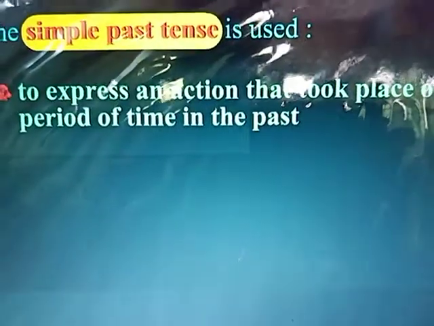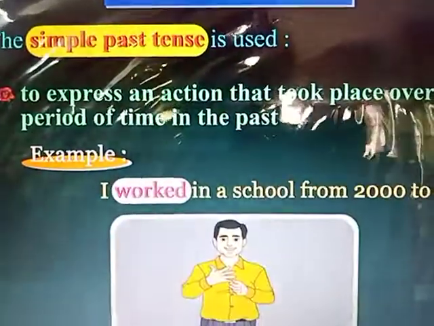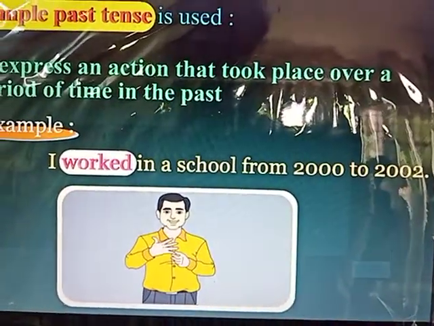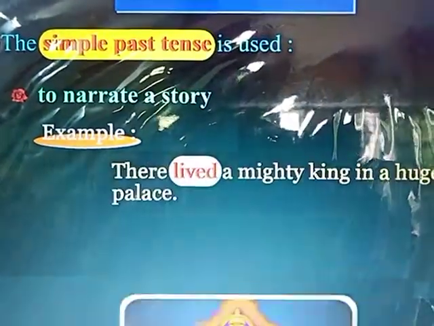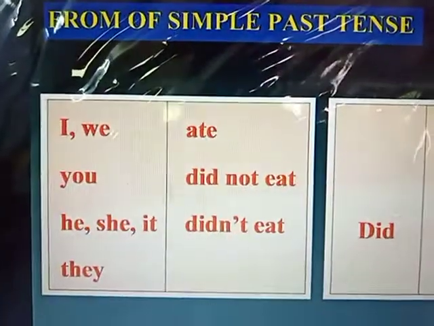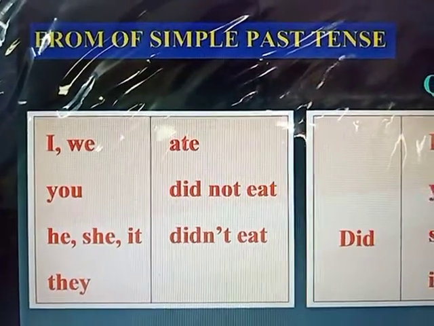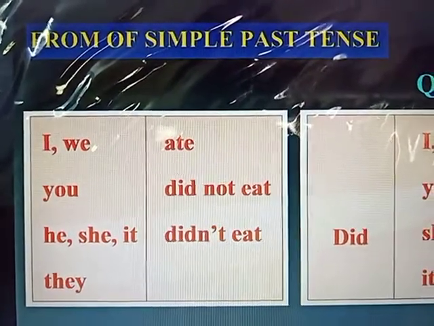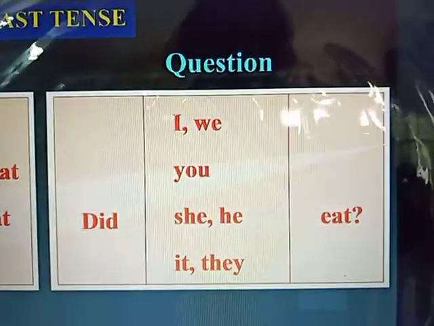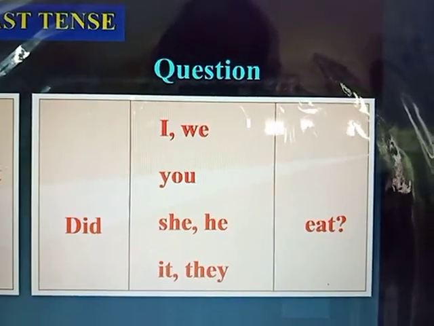To express an action that took place over a period of time in the past. Example: I worked in a school from 2000 to 2002. To narrate a story. Example: There lived a mighty king in a huge palace. Forms of simple past tense. I, we ate. You did not eat. He, she, it didn't eat. They didn't eat. Question: Did I, we, you, she, he, it, they eat?